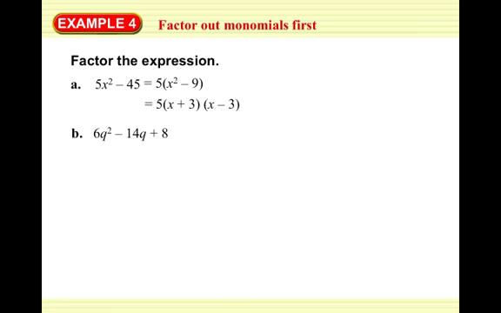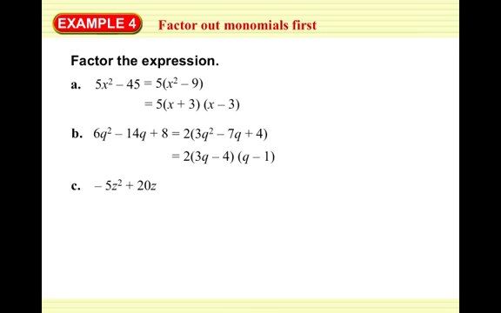Okay, we've got 6q squared minus 14q plus 8, so we can factor a 2 out of everything. And so that'll give us 2 times (3q squared minus 7q plus 4). And then using the AC method like we did earlier, we get that 3q squared minus 7q plus 4 is equal to (3q minus 4) times (q minus 1).